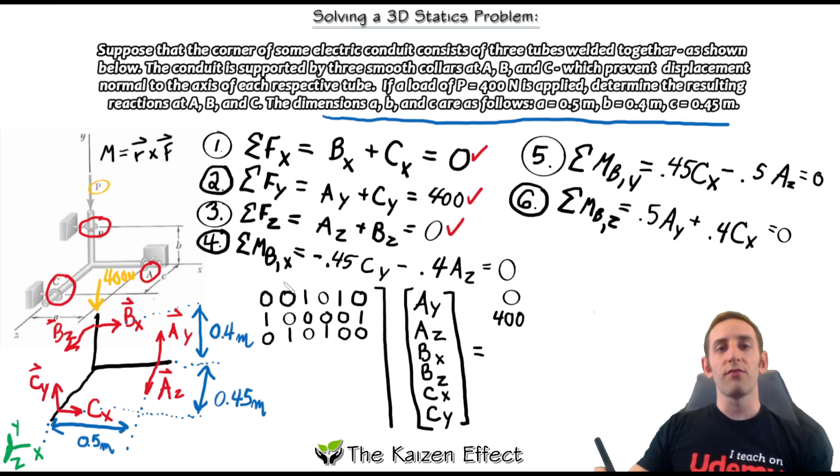But we can still work through it. We can make this work, guys. We can make this work. So first, we want to account for the A's. We have 0 for AY, AZ, we have a negative 0.4.